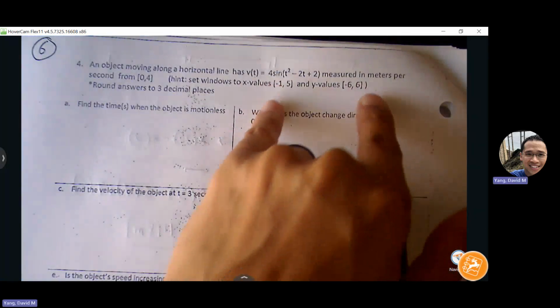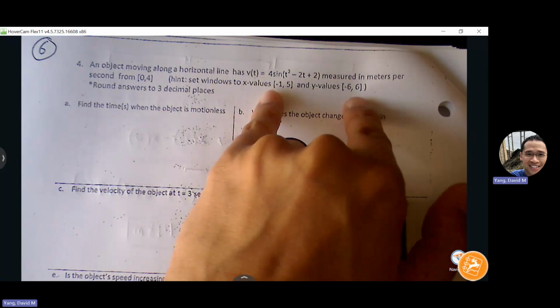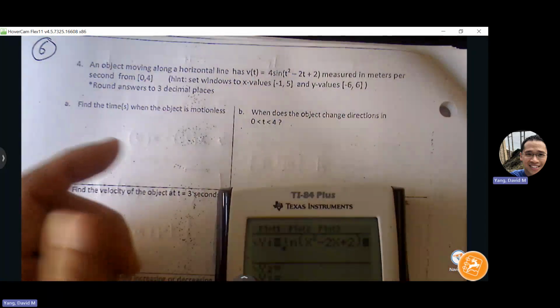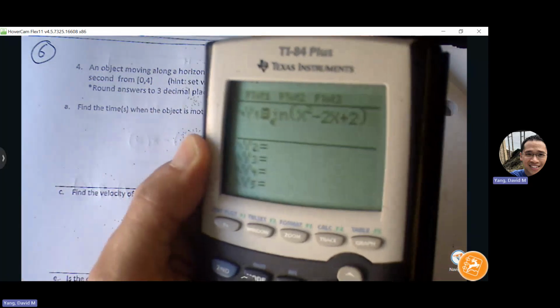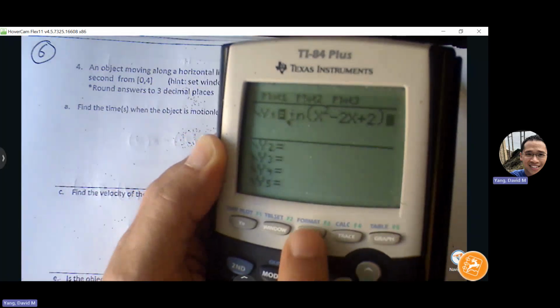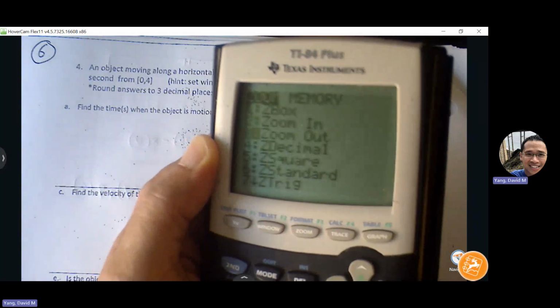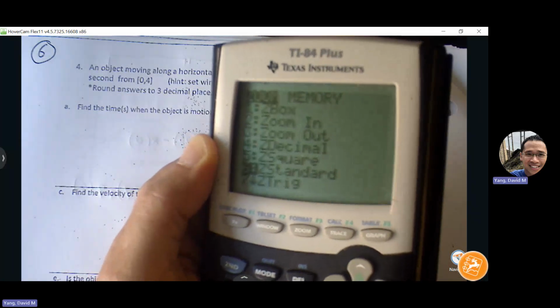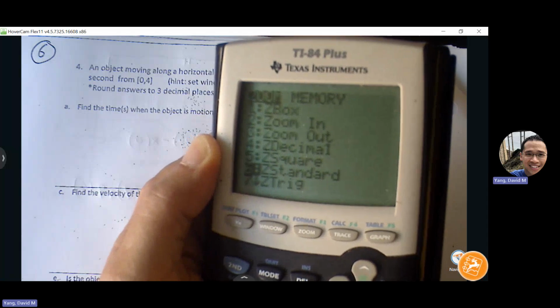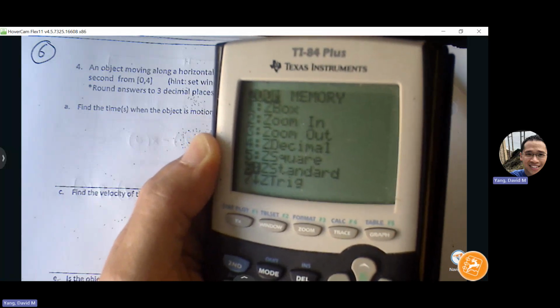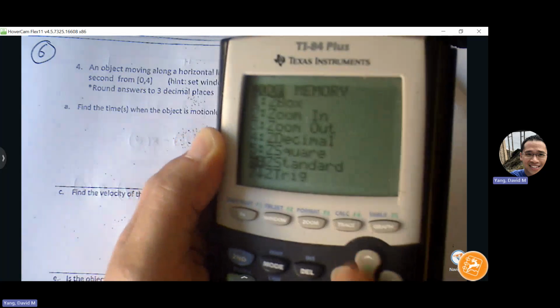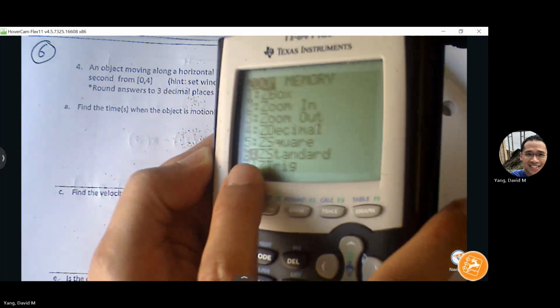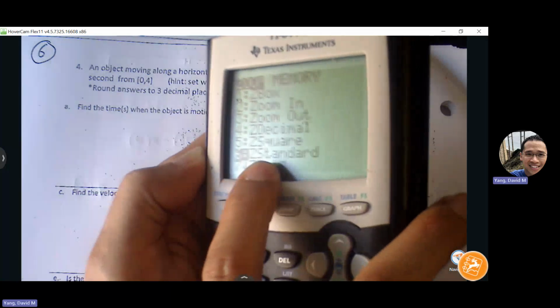Now notice that I have the indication as to how to set the window here, but I do want to show you that eventually we need to be able to set the windows ourselves. So go ahead and do zoom. If you do zoom 6, it'll go to a -10 by 10 window where your x and y axis will extend to -10 and +10. So you see that. Zoom 6 standard.